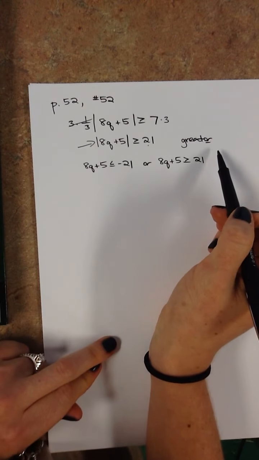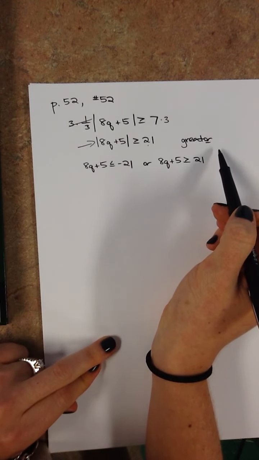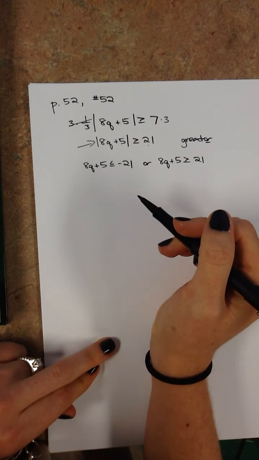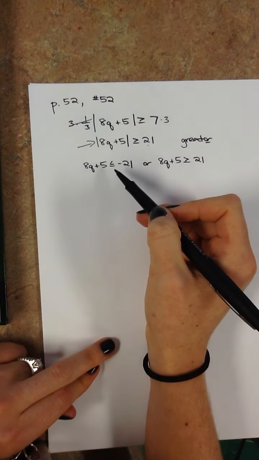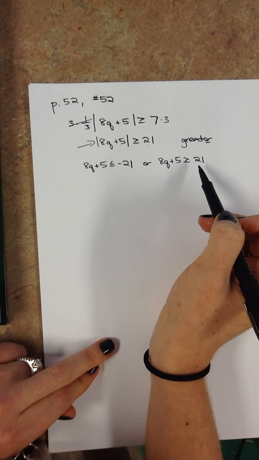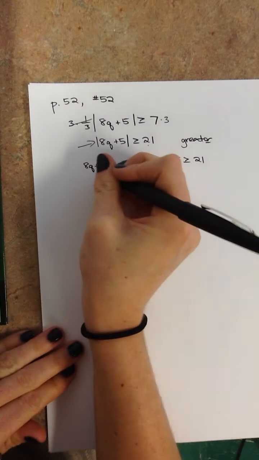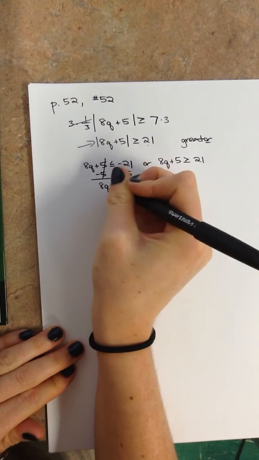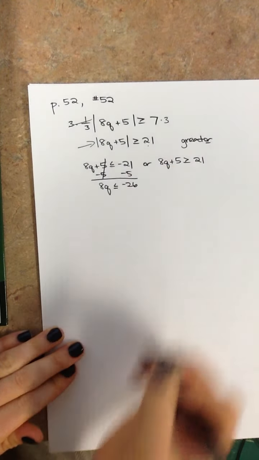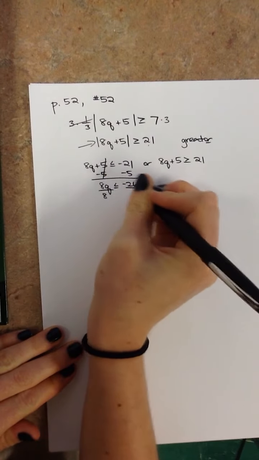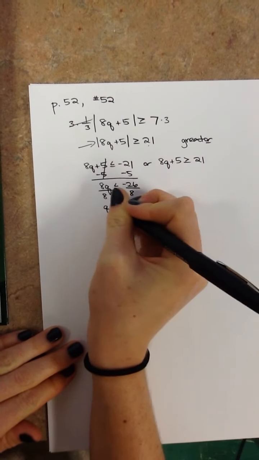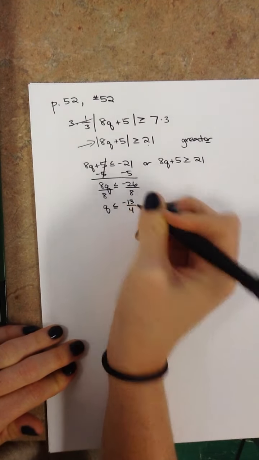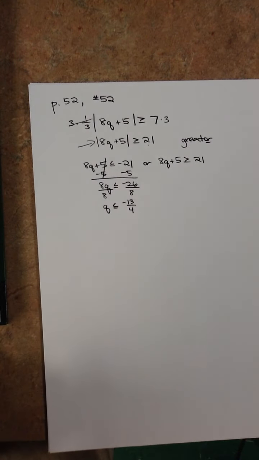You go out to the right 21 units, you're at 21. If you keep going to the right, you're at 22, 23, 24. That's at least 21 units away. So at least 21 units to the left, at least 21 units to the right. We can set these up. So here, subtract 5 from both sides. We get a negative 26. Divide both sides by 8. Now this does reduce, so I can reduce it down to negative 13/4, I guess.